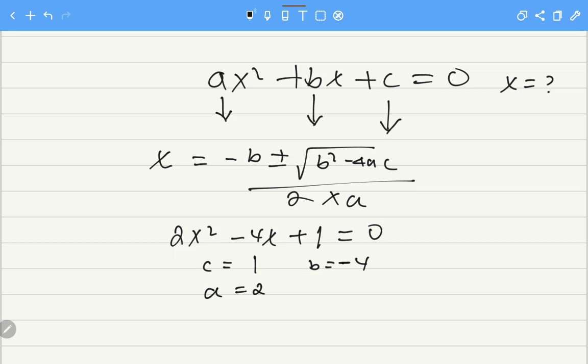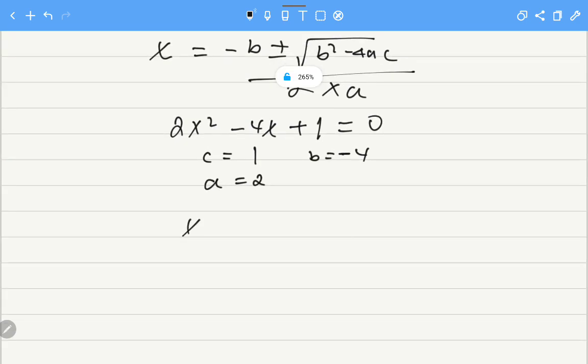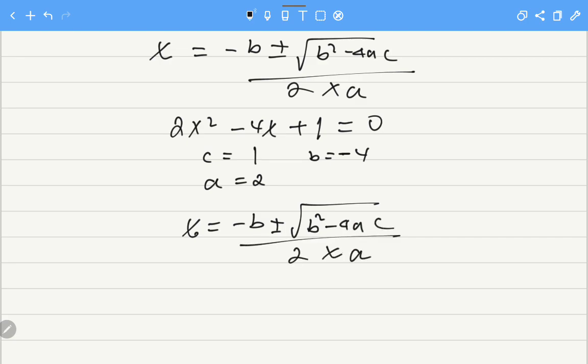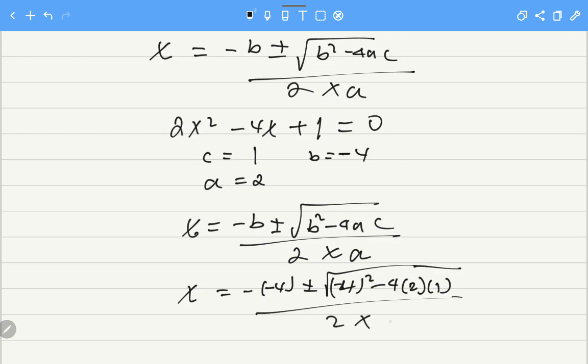The formula says your x is equal to the negative of b plus or minus the square root of the square of b minus 4 times ac, everything divided by 2 times a. So this time your b is minus 4. So x is equal to minus minus 4, plus or minus the square root of b squared, which is minus 4 squared, minus 4 times a, which is 2, and c, which is 1, everything over 2 times 1. Sorry, 2 times 2, a is 2.